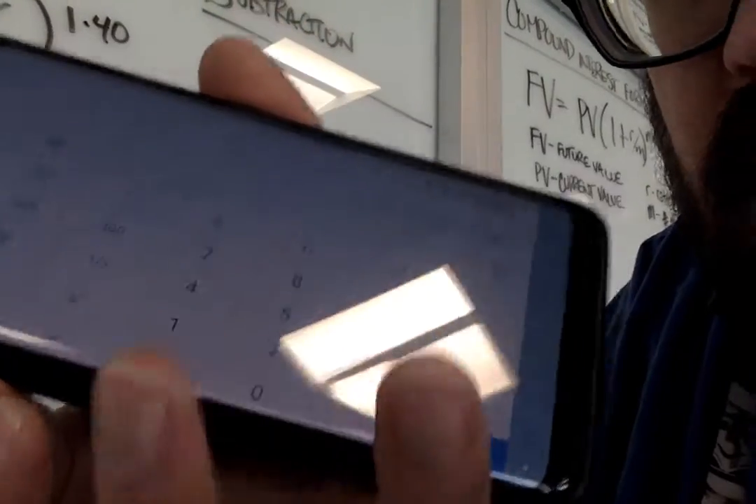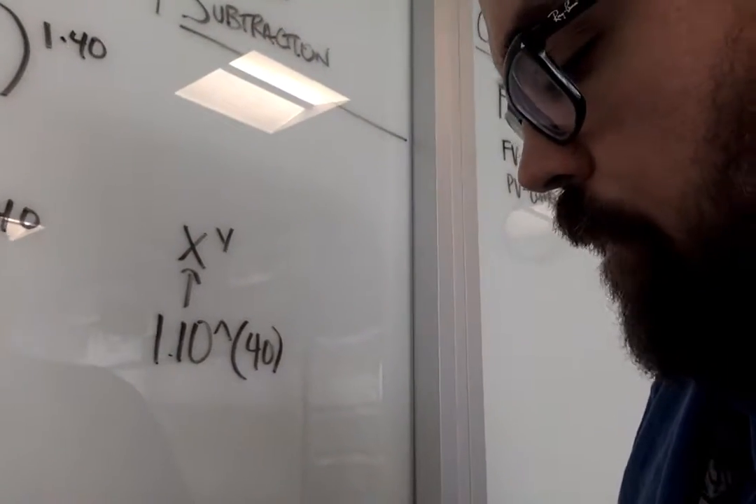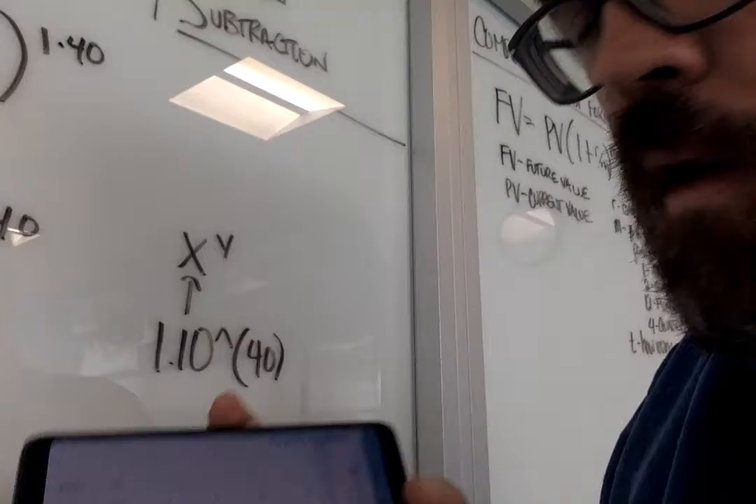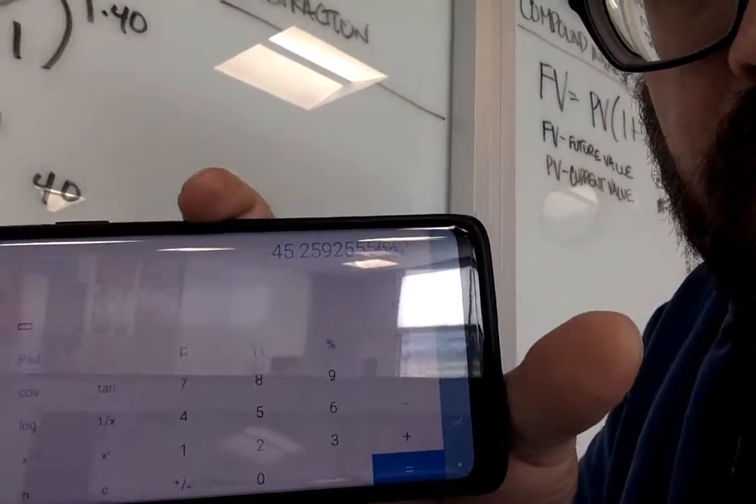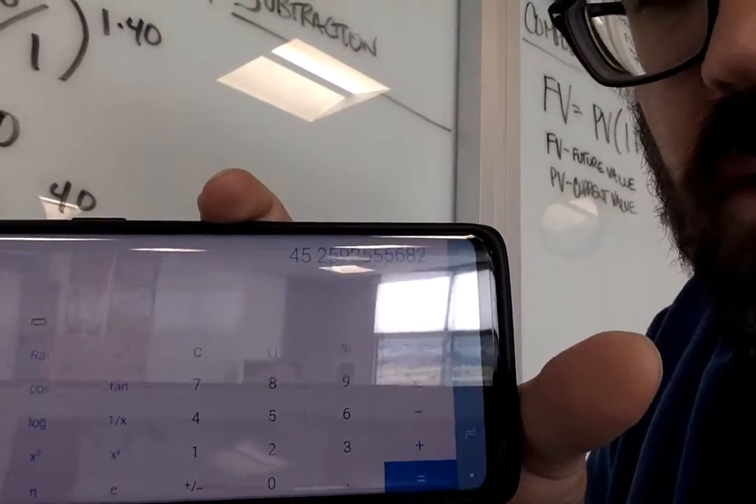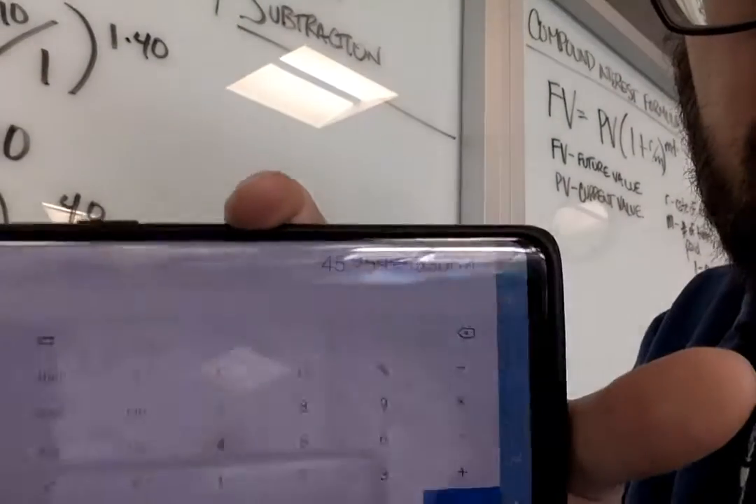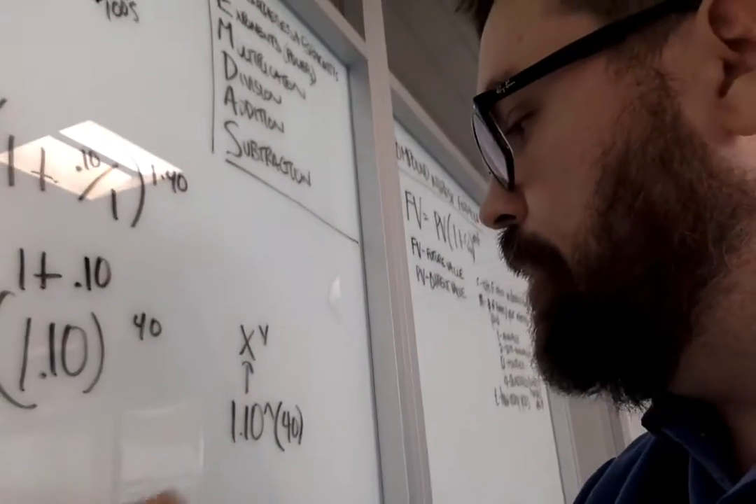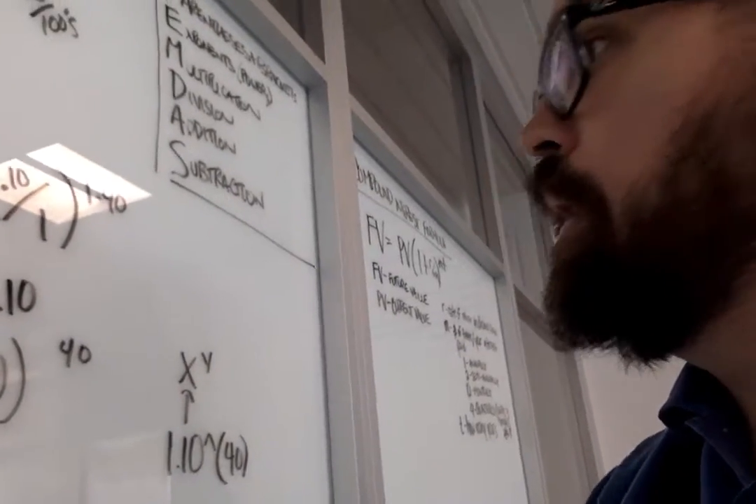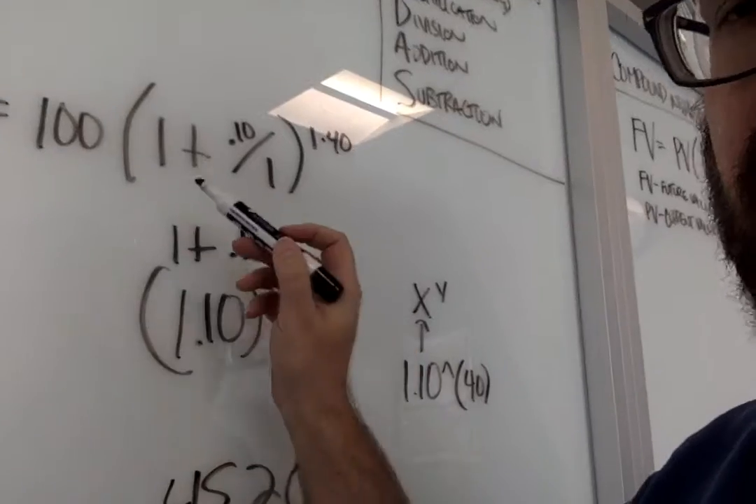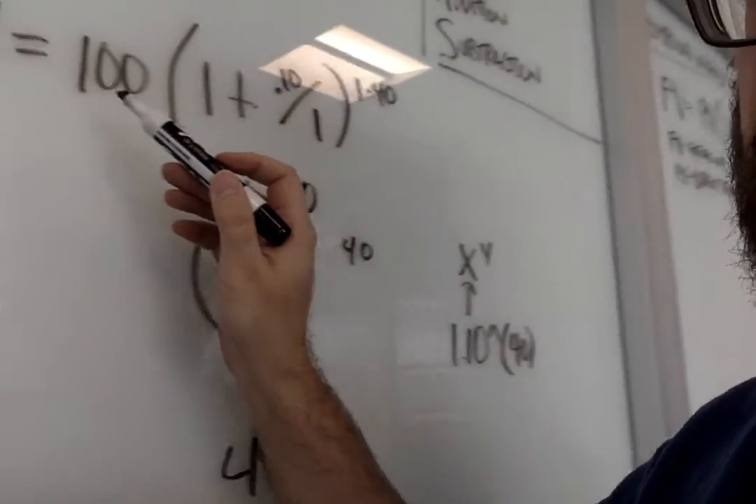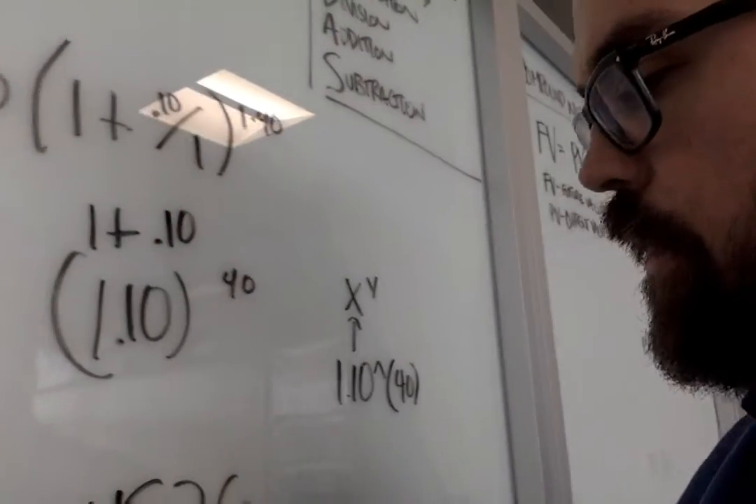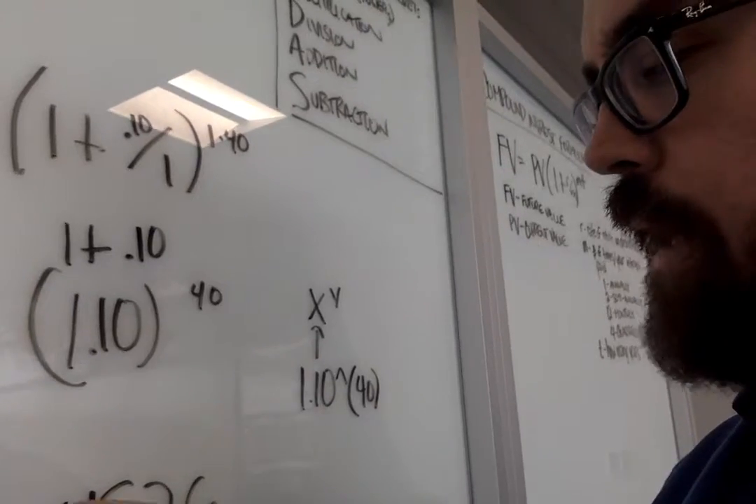Okay, and now I'm going to press the equal sign. It's kind of hard for me to do. And that yields 45.26 if I round up to the hundredths place. So now that I've done that math, I've got 45.26, and looking back at this, I still have my original, whoops, it's backwards, 100 there. So then I just have to multiply that times 100.